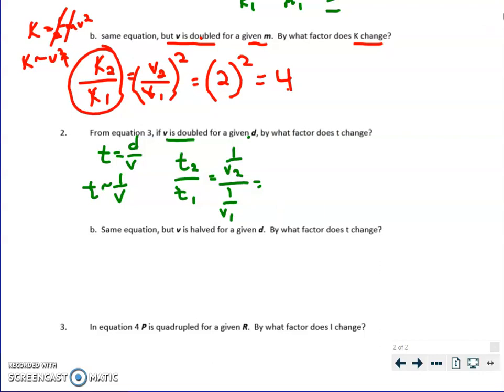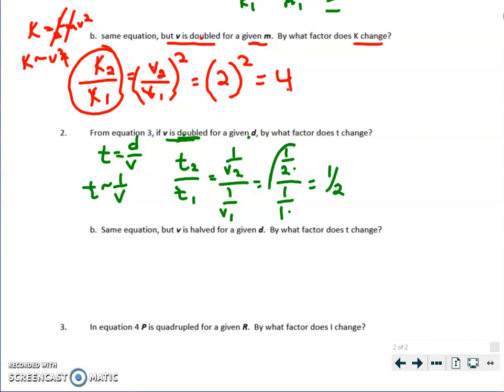Okay, v is doubled. So if v is doubled, that means v2 is twice as much. So I'm going to put in 1 over half for the double part for v2 versus 1 over 1. Okay, this value is double this value. That's what you're told. So what's 1/2 divided by 1? It's 1/2. So in other words, doubling v gives me 1/2 t. Well, that's the hallmark of an inverse equation.